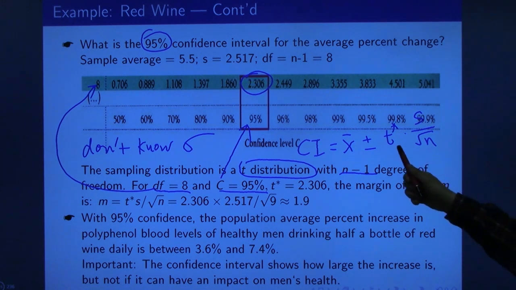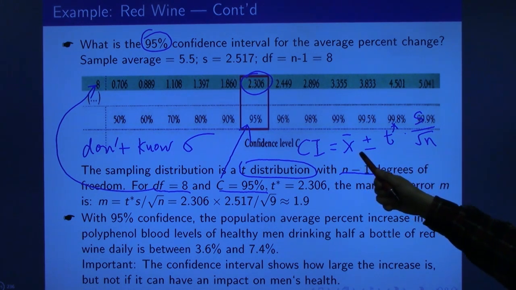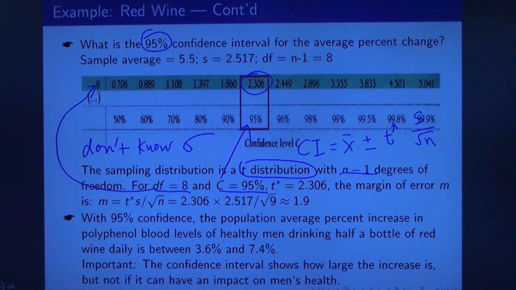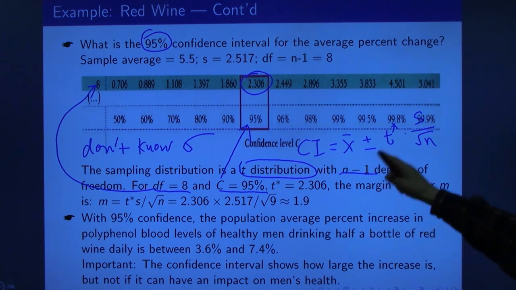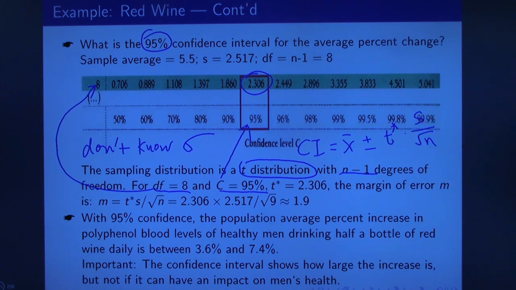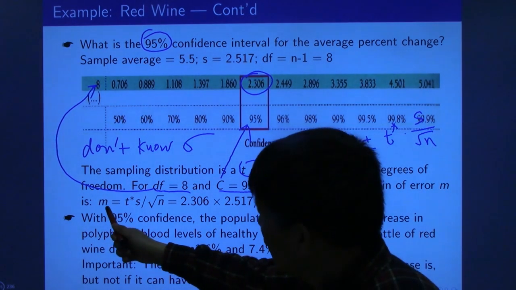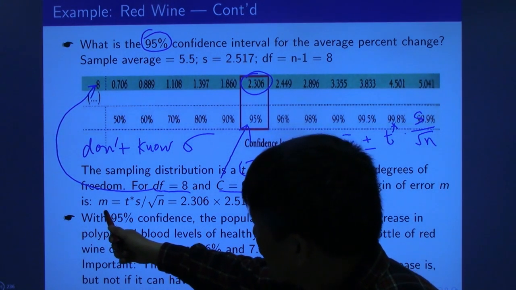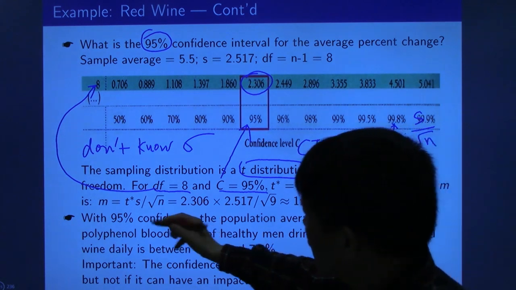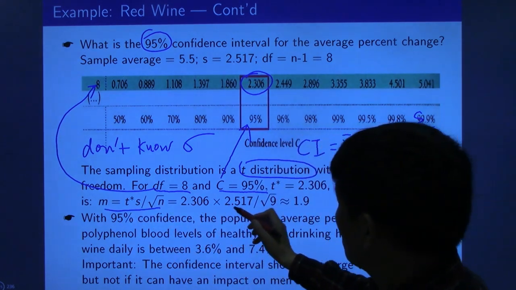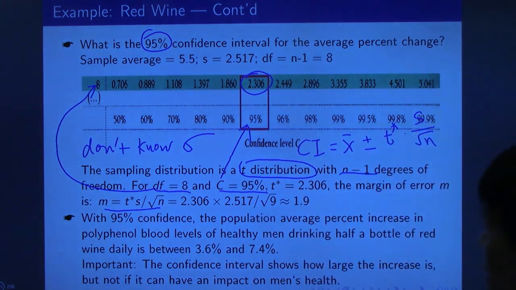Once we know t star, this one is easy to calculate. We are given those 9 numbers. We just add up all of them, then divide by 9. So we get this, and also we have a way to calculate the standard deviation. Then we know n, and we find the t star from table D. Then plug in all these numbers. We find that the margin of error equals this times this divided by 3 equals 1.9.